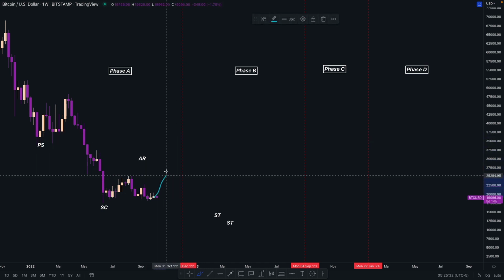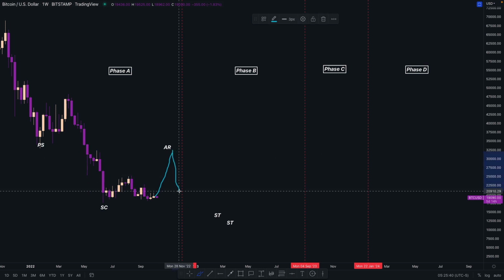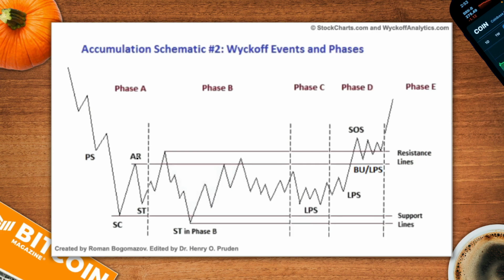between there. And so that would be our automatic rally on the weekly time frame. And then what we would need is a second test, something just to come down to make it look like market structure is turning bullish. Now that you have your automatic rally and second test, that is when you finally enter phase B.